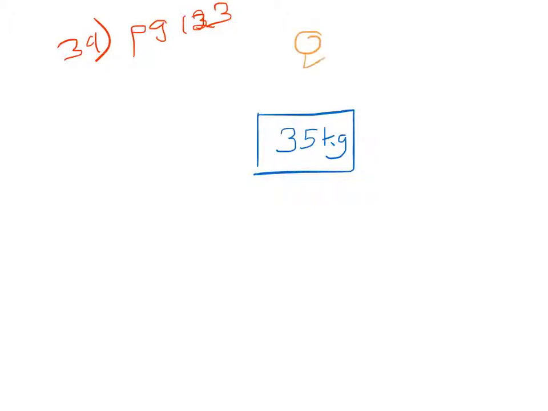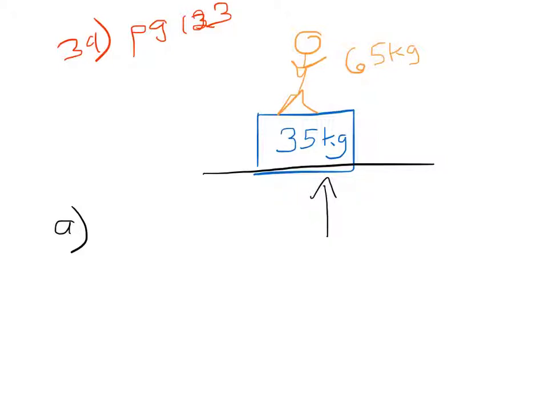The guy has a mass of 65 kilograms, and the crate is standing on a floor right here. For the first part, part A, what they want us to do is find the force, call it the normal force, that the ground is exerting on the crate.